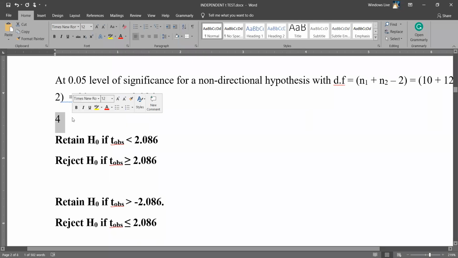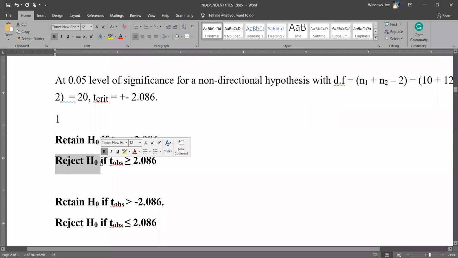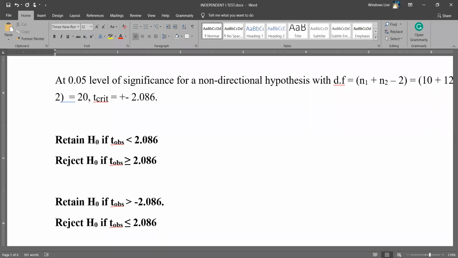But in situations whereby you calculate the value and you get a value of 1, you're supposed to compare this value with 2.086. 1 is less than 2.086. So therefore, you have to retain H0. So under decision rule, you are setting a rule that anytime your value is within this area, you are supposed to either reject or retain H0.